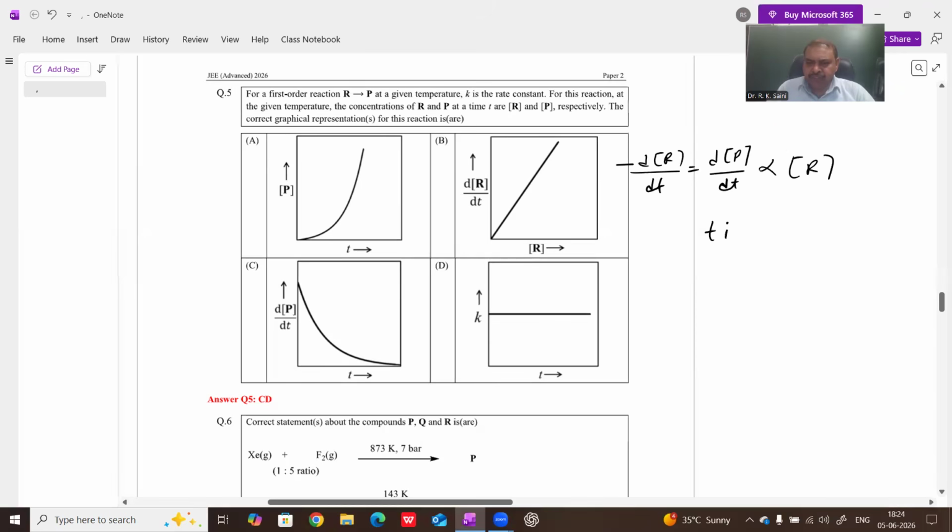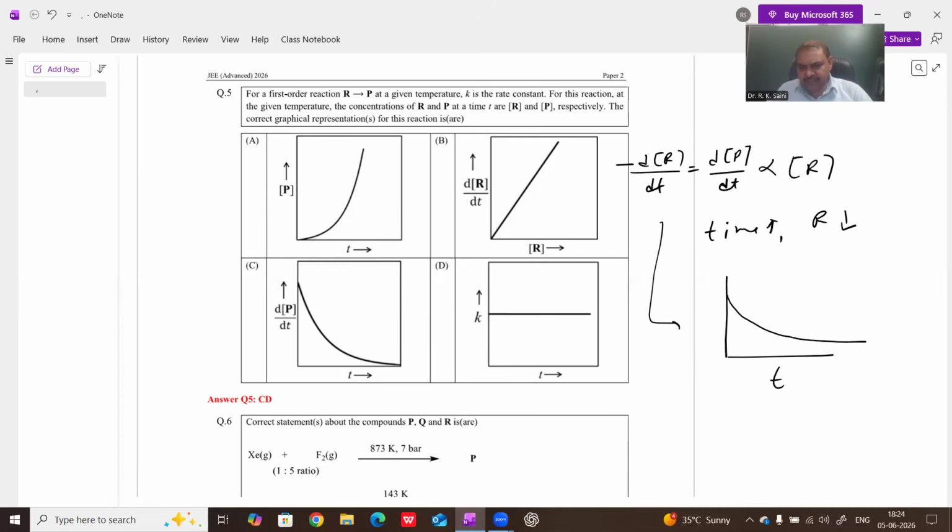With time, the concentration of reactant decreases. Therefore, the rate decreases with time, and hence graph C is correct. Graph P for the product is incorrect, because the concentration of product increases, and after a long time the concentration of product remains constant, because a first order reaction takes infinite time for completion. As the concentration of product increases, after a long time it becomes constant.